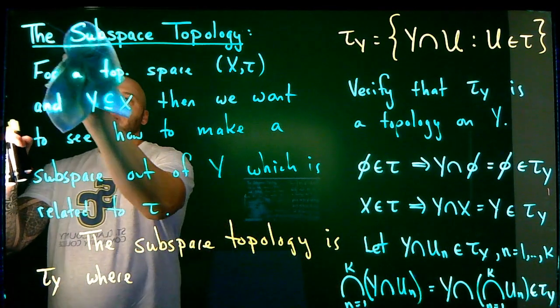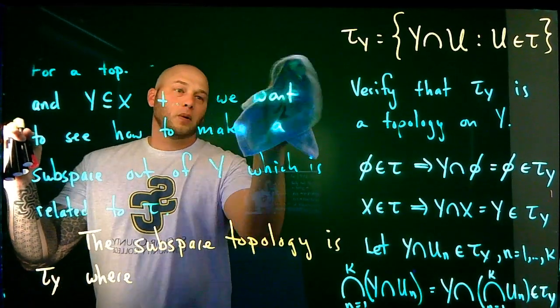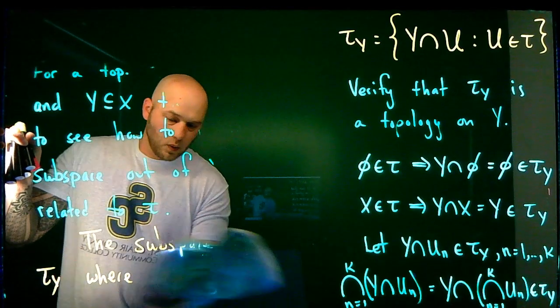Now let's show that it's closed under arbitrary unions. It's going to be a similar computation to what we just showed.